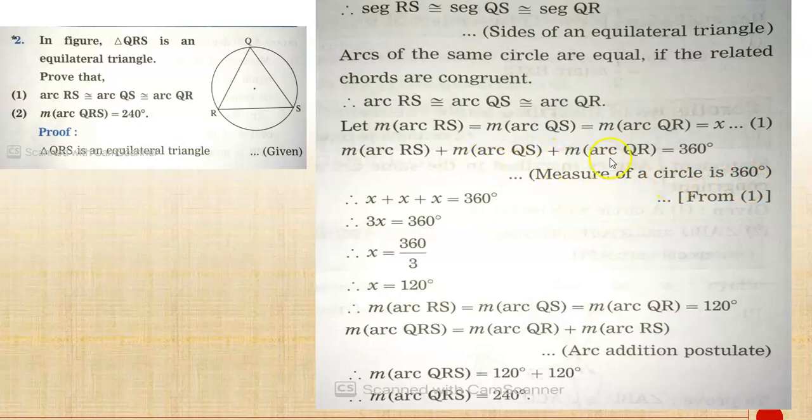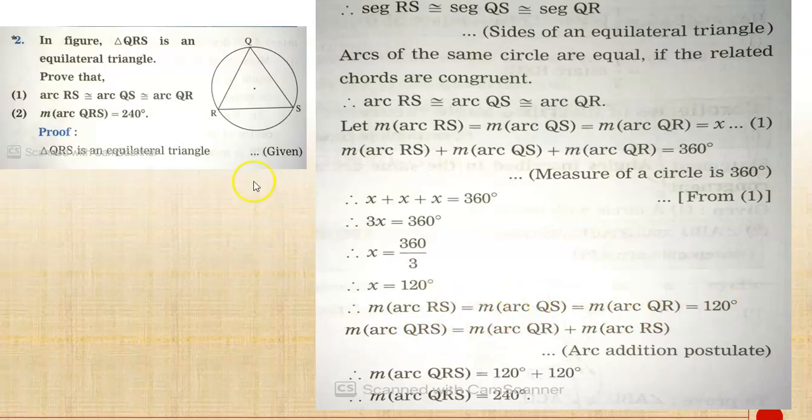Now I'm going to substitute my assumed value x into this statement. So from 1, what do I get? x plus x plus x is equal to 360 degrees. 3x is equal to 360 degrees. x is equal to 360 upon 3. By reducing, I get x as 120 degrees. That means each arc measures 120 degrees. So that is what I write next. Measure of arc RS, measure of arc QS, and measure of arc QR are each equal to 120 degrees.